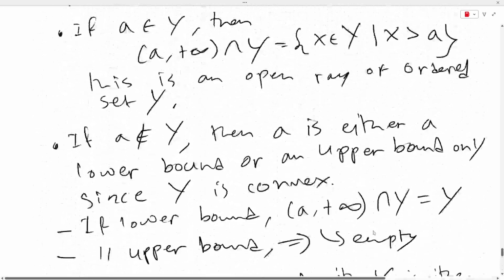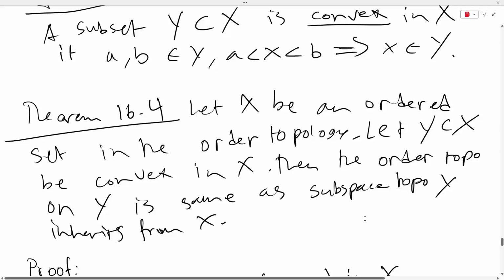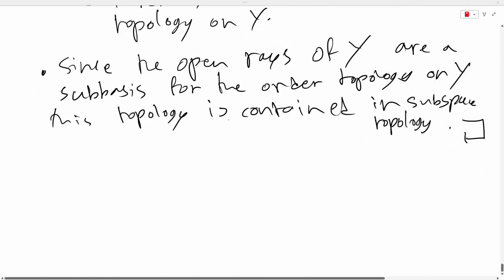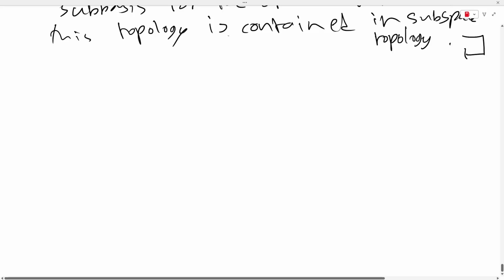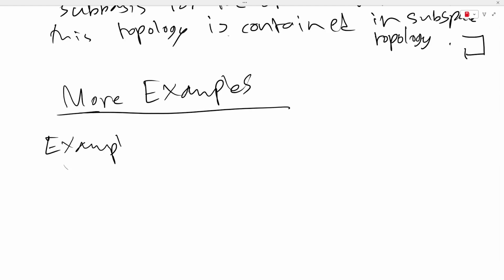Okay, that was a big proof. So the last thing we will do now is look at some examples of subspaces and product topologies. So, more examples. The first example is very famous. It's called a torus.